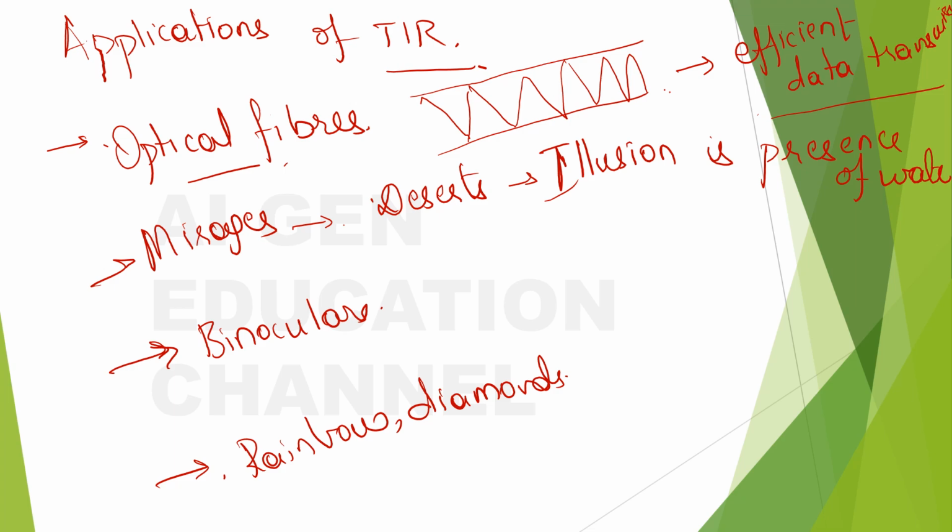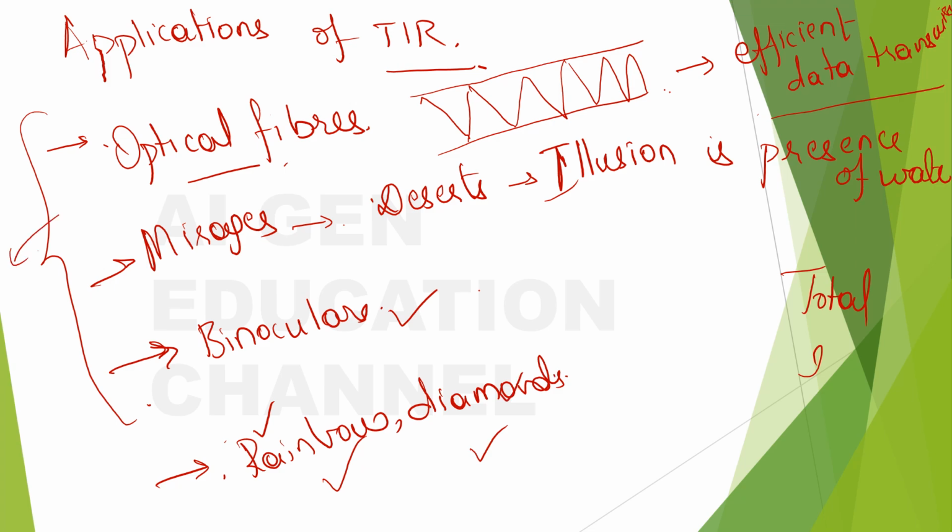Next is binoculars. Binoculars also use this concept of total internal reflection, and in rainbows and diamonds, in all of these you can find the application of total internal reflection. These are natural things that we don't do anything for, and these are man-made things. Sorry, this is not man-made, this is also natural. Optical fibers and binoculars are where humans have used the concept of total internal reflection to increase technology. So mirages, rainbows and diamonds are the natural applications of TIR.